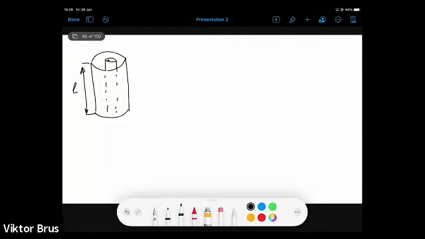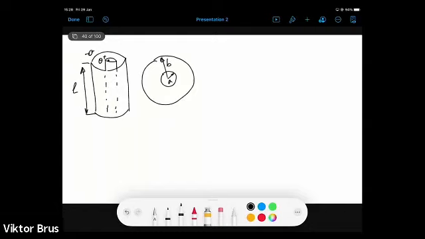Maybe it's better to draw from the cross section. So this is the cylinder, and this is the conductive rod inside this cylinder. This is radius A of the conductive rod, radius B of the cylinder, and let's assume that we have positive charge on this conductive rod and negative charge on the cylinder.